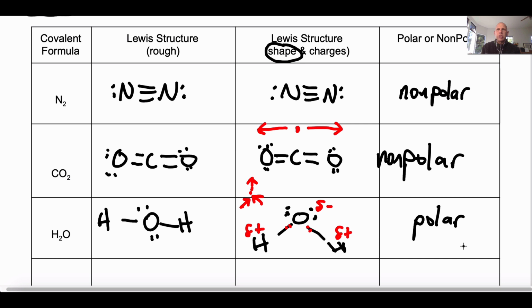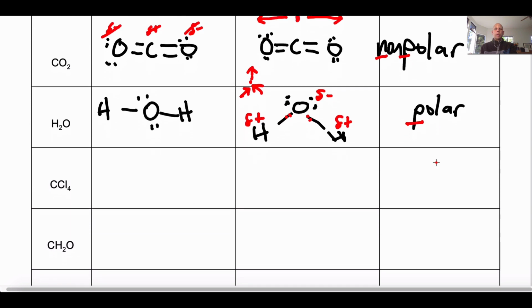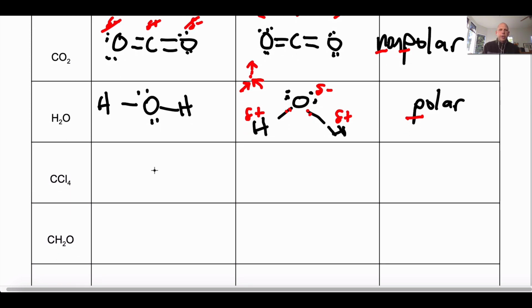I want to take this opportunity to let you know that if the molecule is non-polar, you have no partial charges. Non-polar, no partial charges. The dipoles cancel out. If the molecule is polar, they do not cancel out, and you keep the partial charges. Even though the simulation showed these left over without a molecular dipole, I don't want you to show them. I only want you to show them when the molecule is polar. Polar, partial charges. Non-polar, no partial charges.